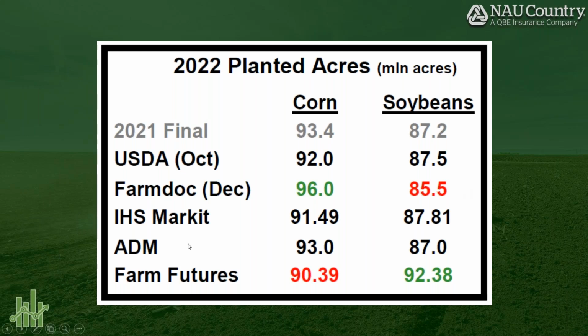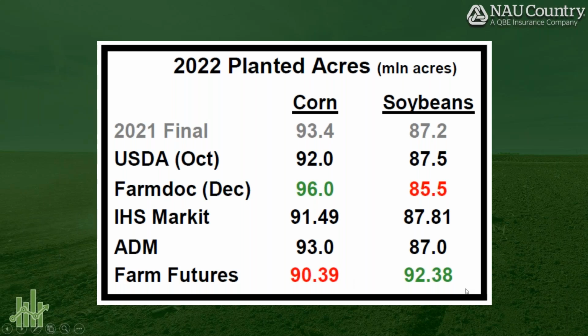IHS Market and ADM both came out about 3 weeks ago with their numbers. IHS was at 91.5 million corn, 93 million from ADM, and beans, they were both in the 87 to 88 million range. But also shortly thereafter, Farm Futures, based on a survey of producers, were only at 90.4 million corn and 92.4 million beans.